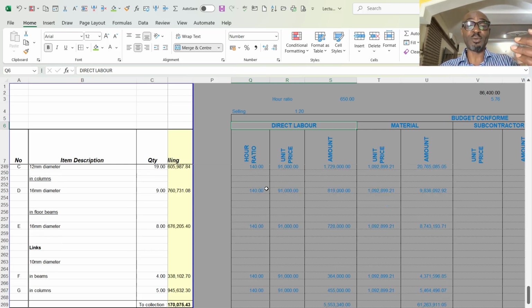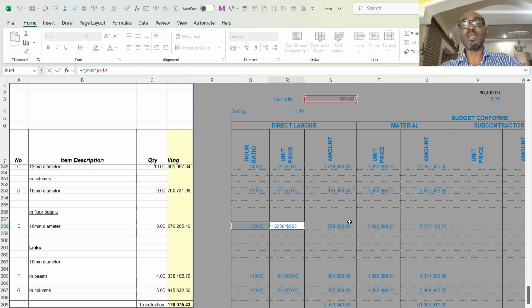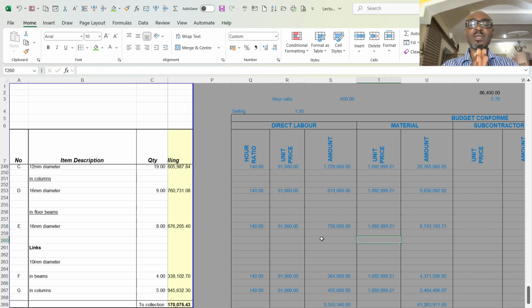And what is the hour ratio column all about? I'm saying that for me to bend, tie, and place 1 ton of reinforcement, I need 150 hours. And the cost per hour, say, is 650 naira per hour. So if I multiply 650 by 140 hours, I should be able to get 91,000 naira per ton for my reinforcement.